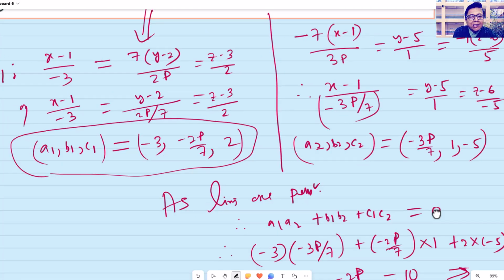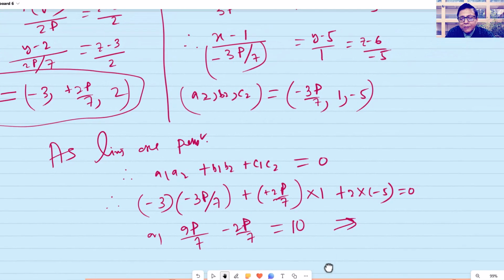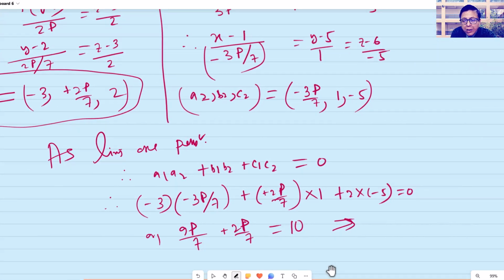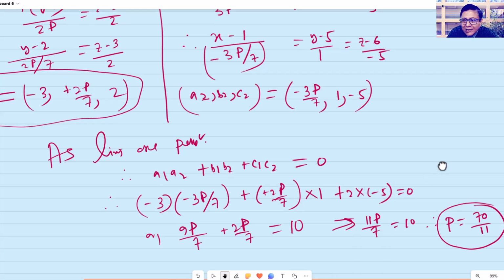I can see one mistake done by me here. This is plus actually, so this will be plus 2p by 7. So this implies 11p by 7 equal to 10. So p equal to 70 by 11. It's okay? Clear? Hope there is no problem in understanding these kinds of problems which are given in your textbook. Let's see the next type of problem.